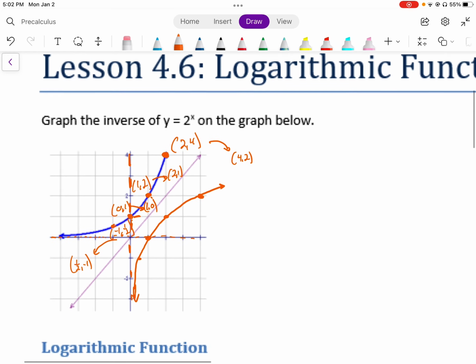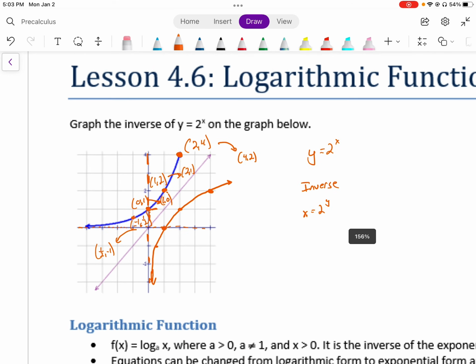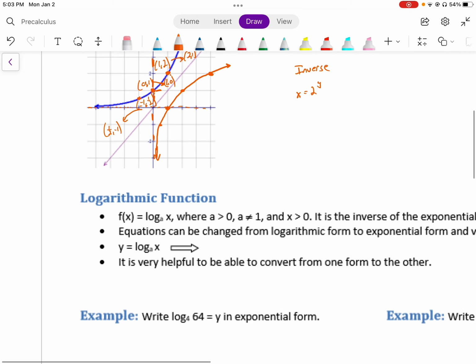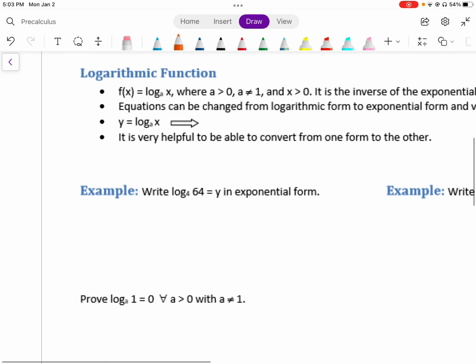Now, up until now, we don't really have an inverse of exponential. So to find the inverse, we would switch x and y, and then we would try to solve for y. Well, we don't really have a way to solve for y here. And so what we end up doing is we have this new idea called logarithms, and they are going to be the inverses of exponentials.